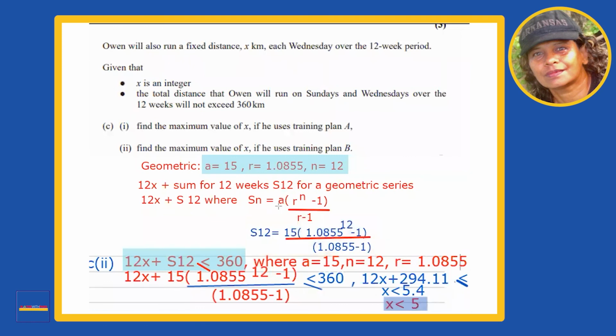15 into 1.0855 to the power 12 minus 1 over 1.0855 minus 1. If we simplify all of that, we get 12x plus 294.11 is less than 360. We get x is less than 5.4. Since we've been told that x is an integer, we have to have x less than 5.